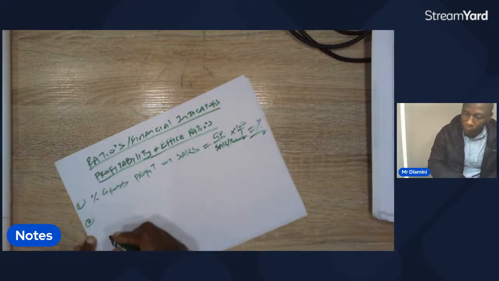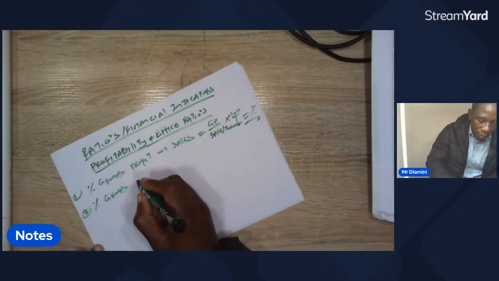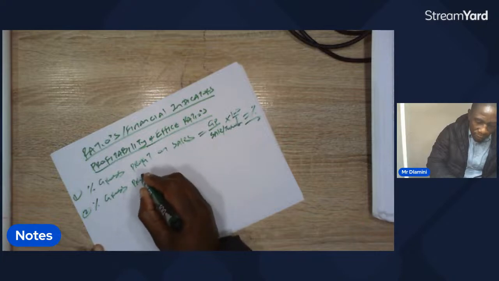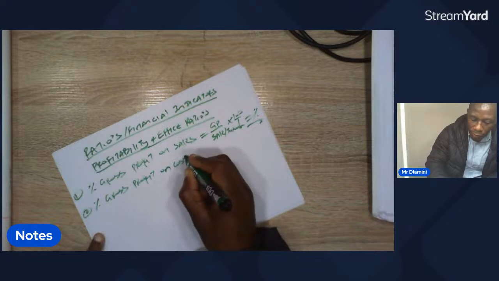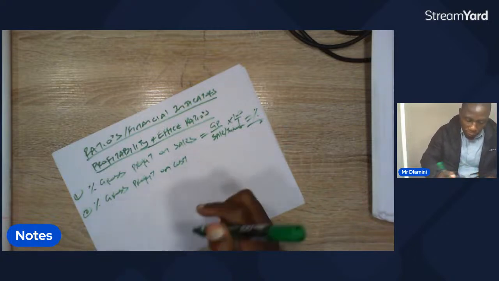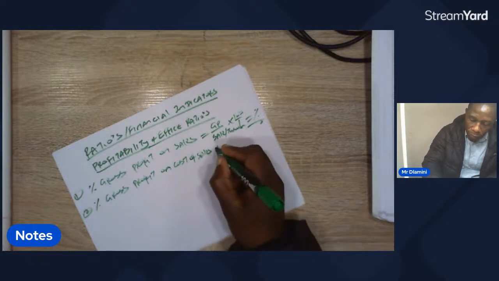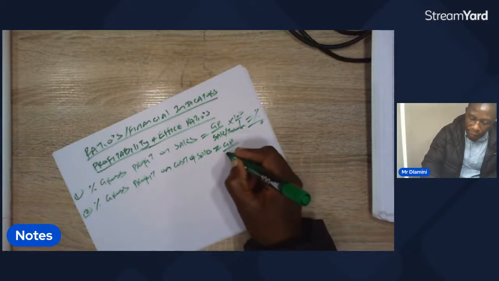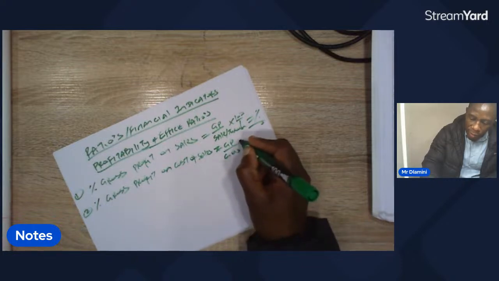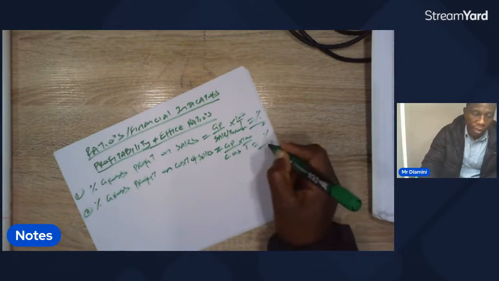And then another one is percentage gross profit on cost of sales, right? So the formula is gross profit divided by cost of sales times by 100 over 1. So we're calculating percentages here.